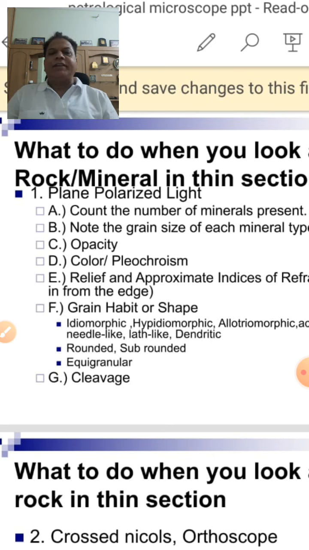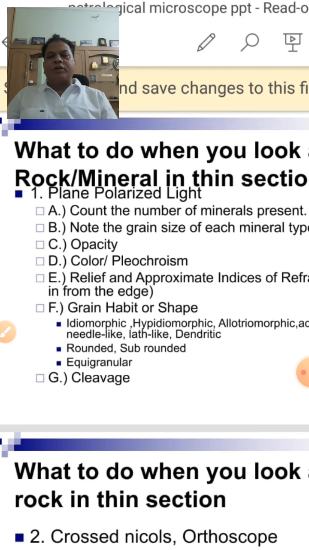You all know that in very simple language I can say that a microscope is a magnifying instrument. Our eyes have limitations. Beyond a certain smaller size we cannot visualize with our naked eyes. Then we have to take the aid of the microscope.